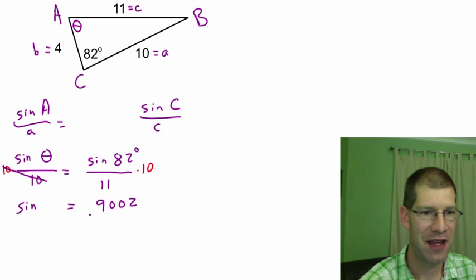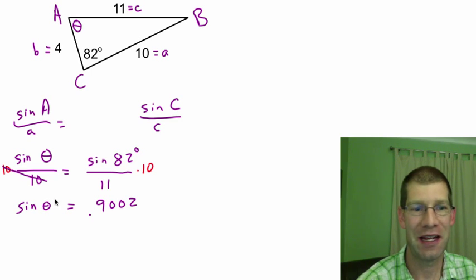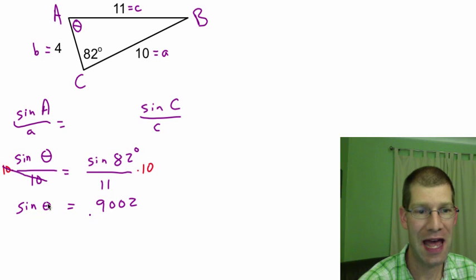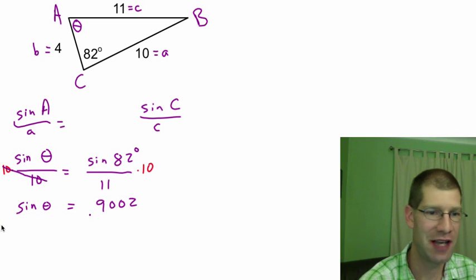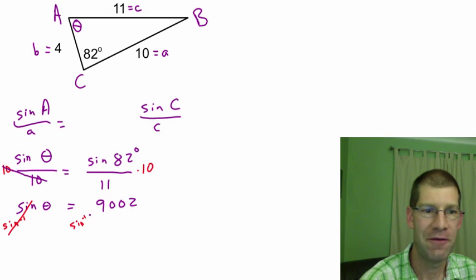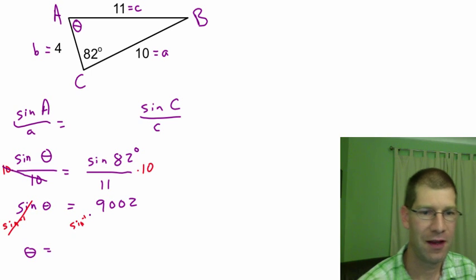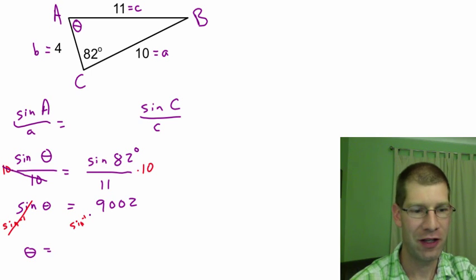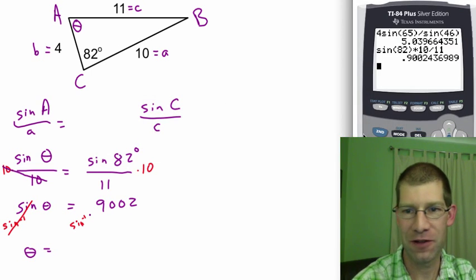My left side then is sine of theta equals that. But we're trying to get theta. So you could say, well, we did sine to theta and got this ugly decimal. So now we undo sine by doing inverse sine. And you'll do one of those inverses every time you're looking for an angle. Inverse sine on the left leaves us just with theta. And now I can go back to my calculator and say inverse sine.